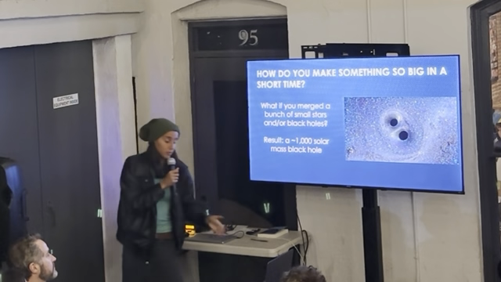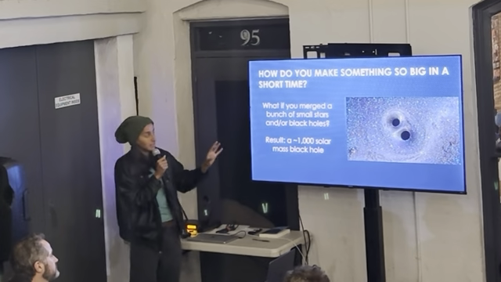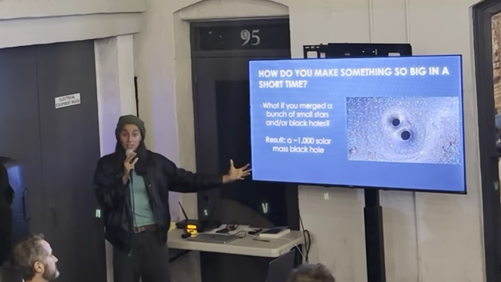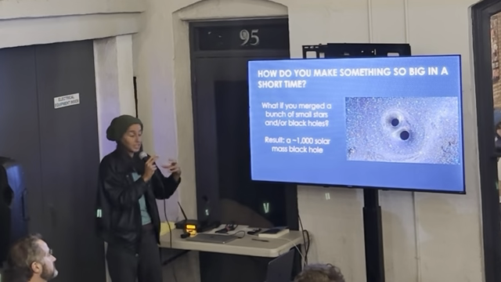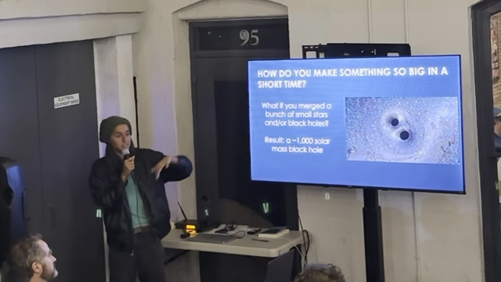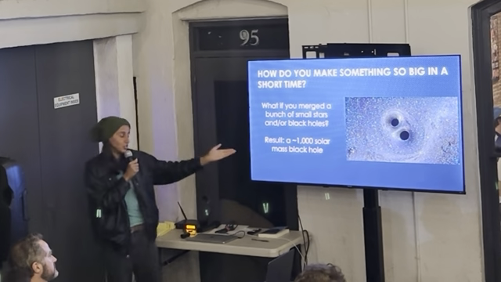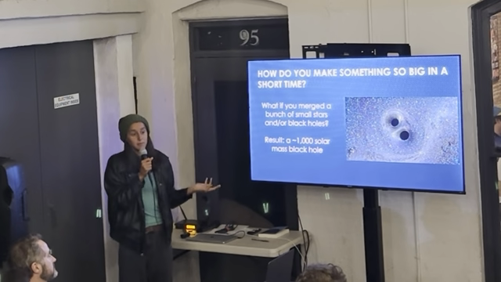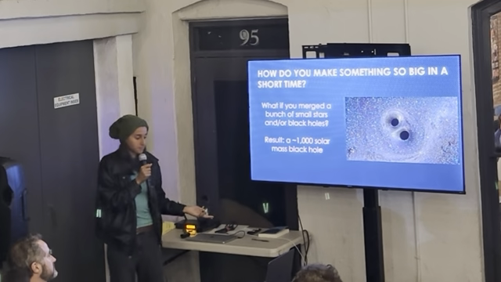If you were to do this, and people have tried to run simulations, you can make a roughly 1,000 solar mass black hole by just shoving a lot of little stars or little black holes together. And then if you take this and feed it some more, you don't have to feed it that much, it's already pretty big, you can make a 10 million solar mass black hole.